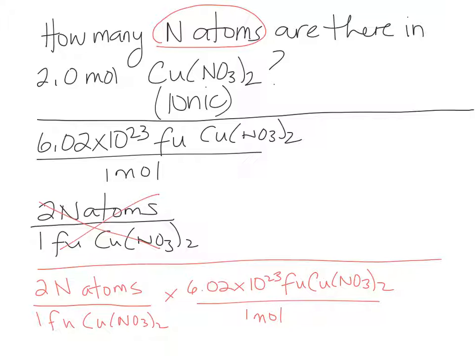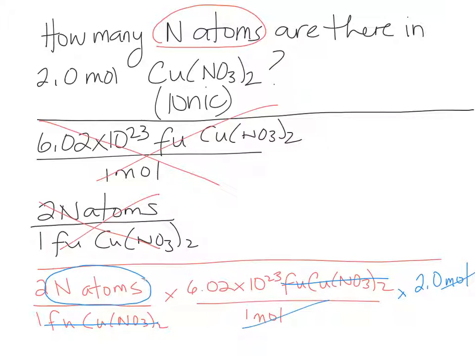So our next ratio was Avogadro's number. So now formula units are gone. But right now I'm stuck with atoms over moles. I've got to get rid of the moles. So there must be something with a unit mol in it. And there is. Now my moles cancel. So I'm left with nitrogen atoms.